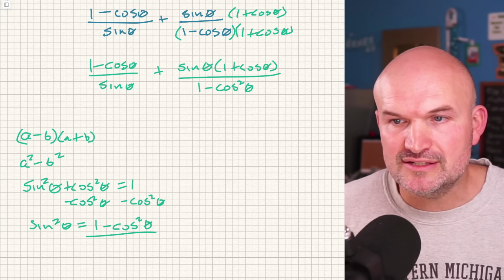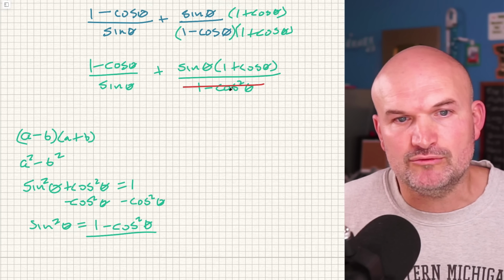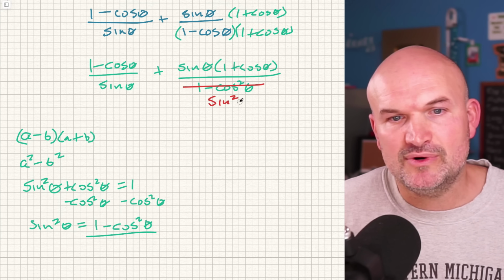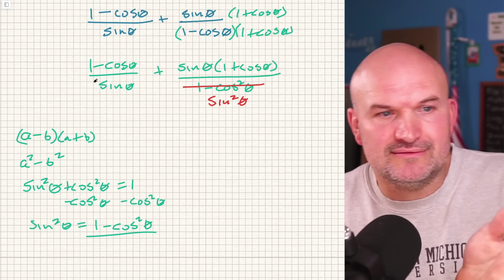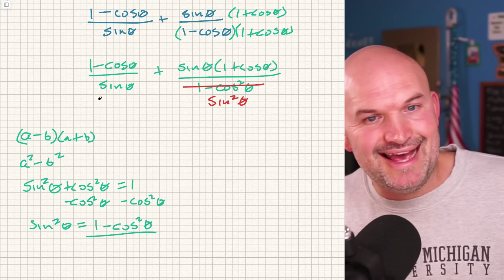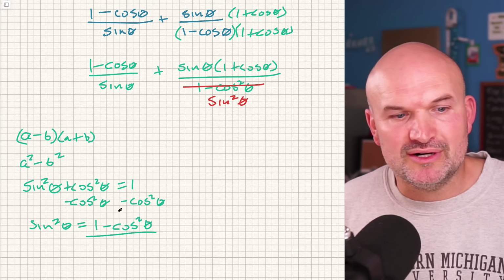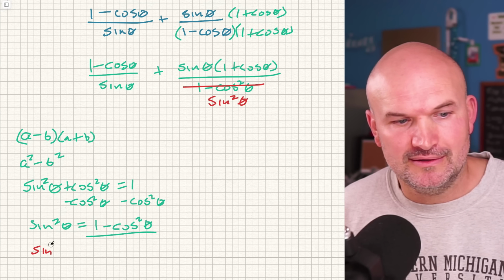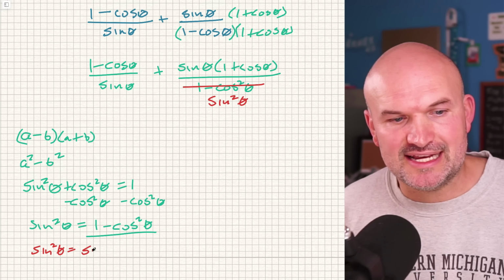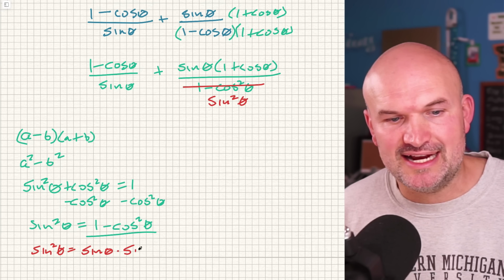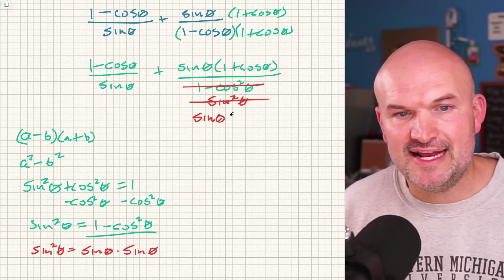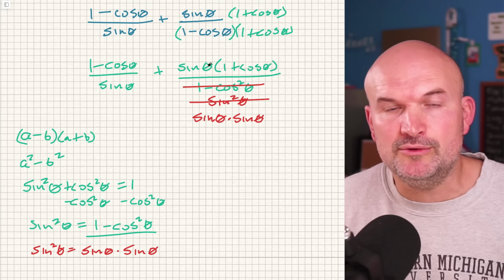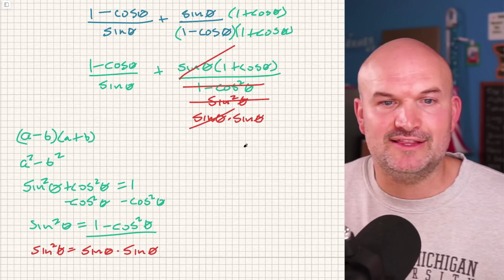Now to save myself a little space, I'll rewrite this as a sine squared of theta. Well, here's the cool thing. You could say, now I have to multiply this by sine over sine. Or you remember sine squared of theta is the same thing as a sine of theta times a sine of theta. So ladies and gentlemen, I have two sines in the denominator and one in the numerator, so I can go ahead and divide those out.